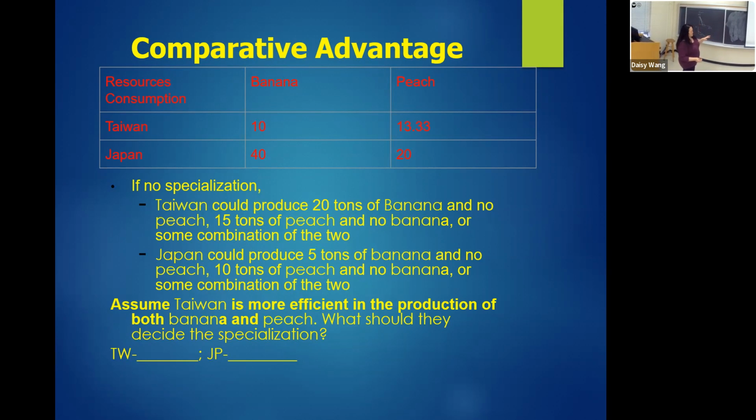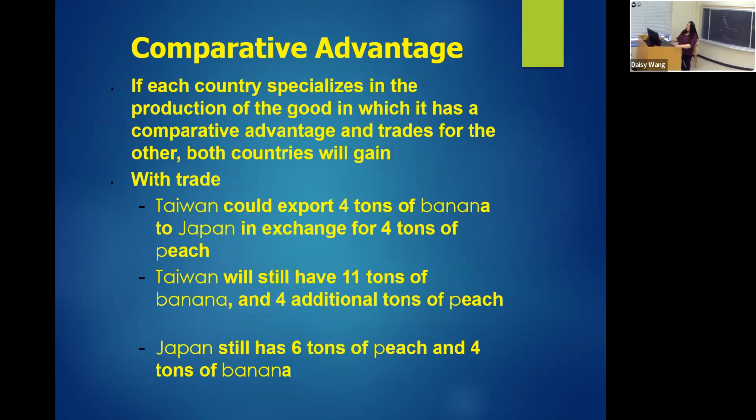So Taiwan should actually produce banana, and Japan produce peach. You're right. Okay, and if they do that, they will still be better off compared to if they don't have trade, because Taiwan will produce 20 tons of banana, Japan will produce 10 tons of peach, and after they add up everything, they will still have extra. So they will still have more than if they only have 12.5 each, so they have 14 each.